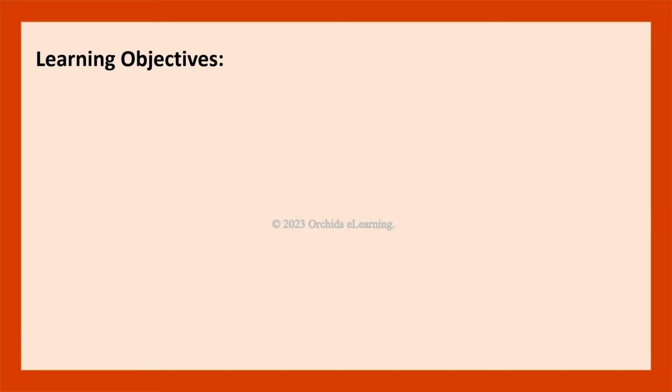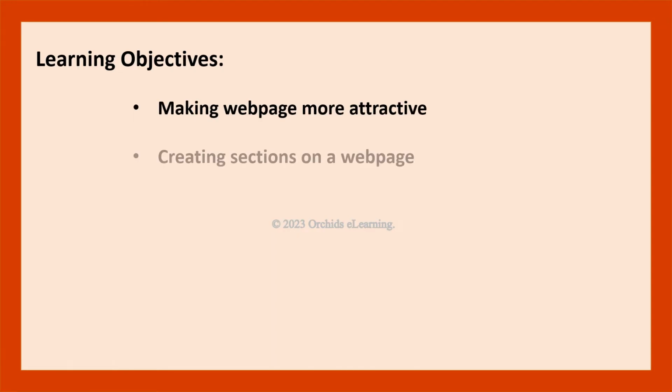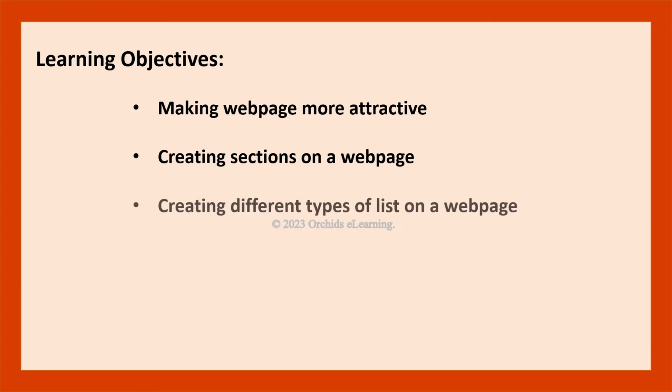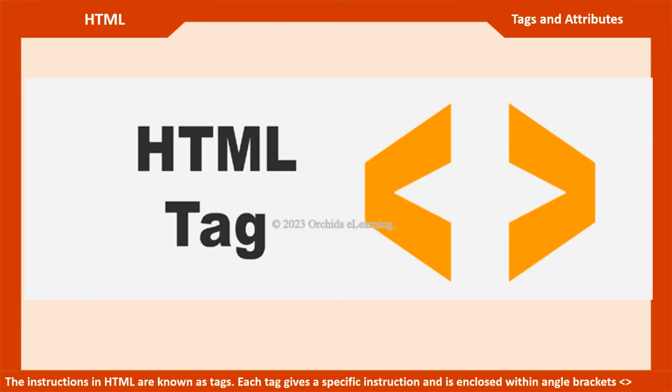In this session, we will learn about making a web page more attractive, creating sections on the web page, and creating different types of lists on a web page. Tags and attributes. The instructions in HTML are known as tags. Each tag gives a specific instruction and is enclosed within angle brackets.